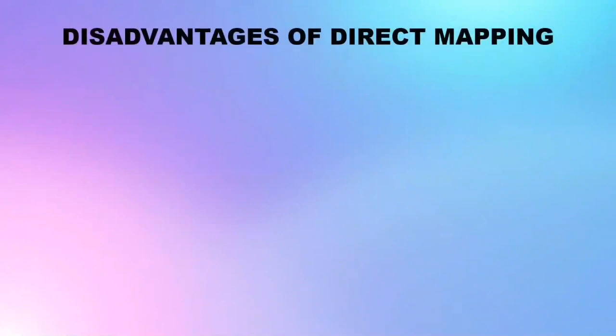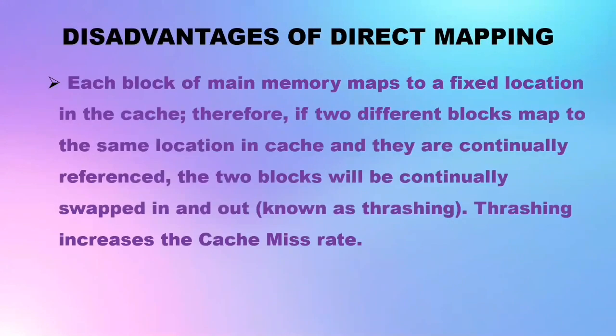So this is the disadvantage. Each block of main memory maps to a fixed location of the cache. Therefore, if two different blocks map to the same location in cache and they are continually referenced, the two blocks will be continually swapped in and out. This event is known as thrashing. Thrashing increases the cache miss rate. So it is a major disadvantage.